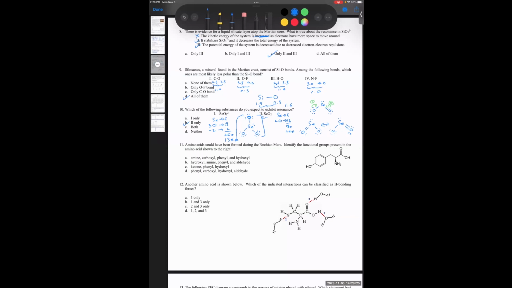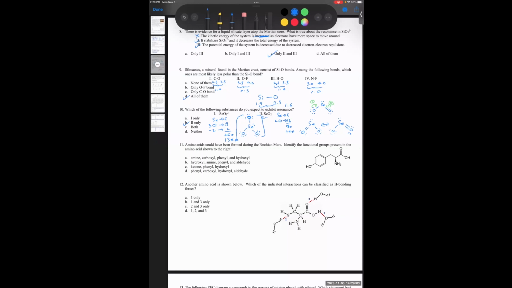All right, question 11. Amino acids could have been formed during the Noachian era on Mars, because that's an era where you had a lot of meteorite or asteroid collisions on Mars. They say that during these collisions, because of the atoms coming together and the heat and everything, there could be a lot of reactions that give rise to molecules like amino acids, which are building blocks for life.